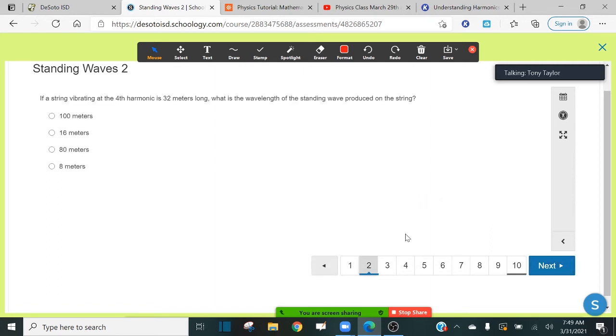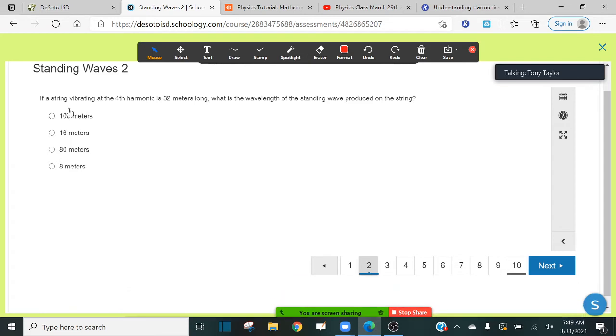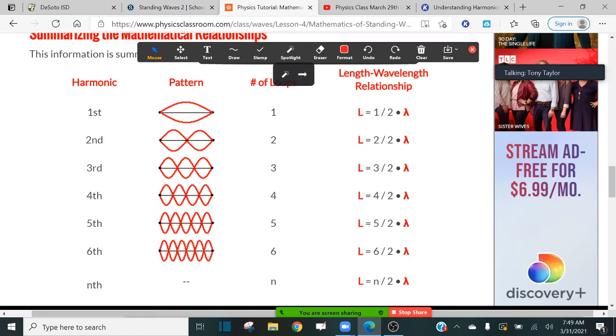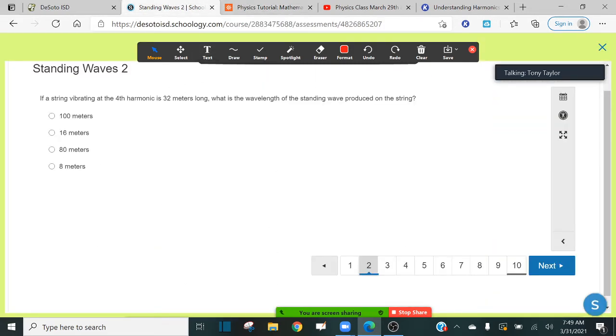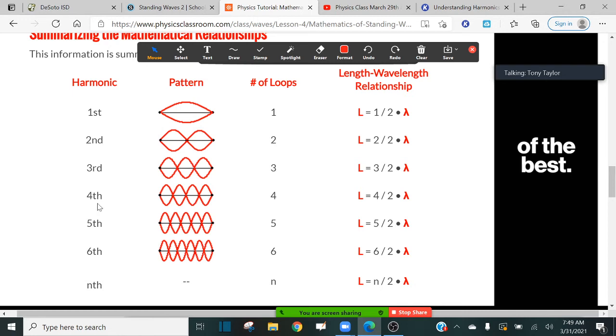Okay, guys, look at this question right here. It says, if a string vibrating at the fourth harmonic is 32 meters long, what is the wavelength of the standing wave produced by the string? Okay, so we're going to need to go back to our equations on this page here. So, look at your equations here. Go to the fourth harmonic.